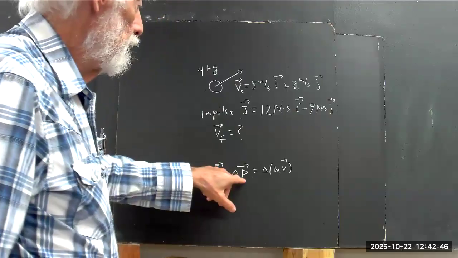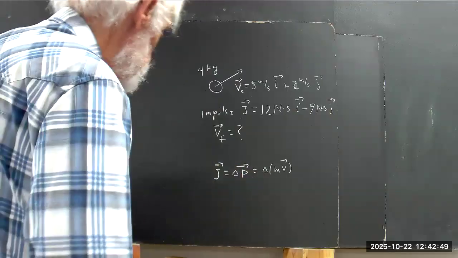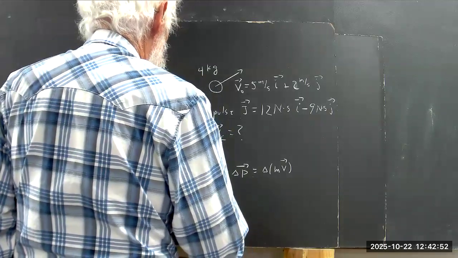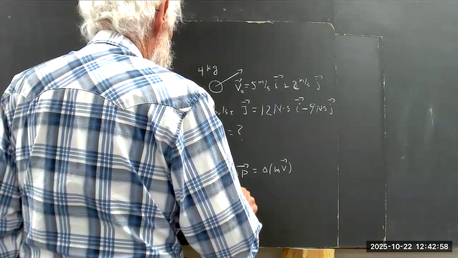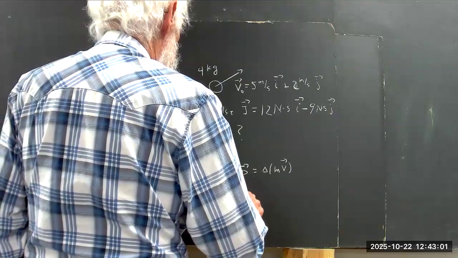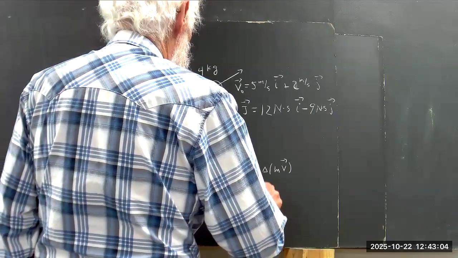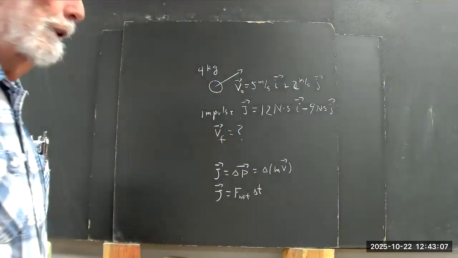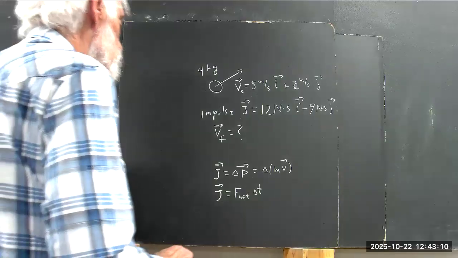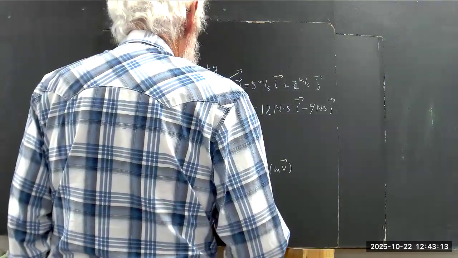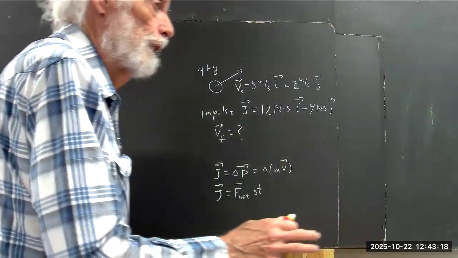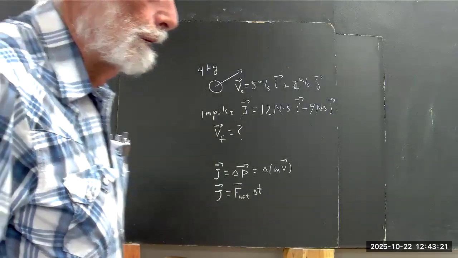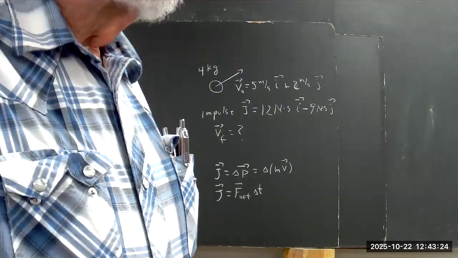What's VF? Well, J equals change in momentum. So J also equals F net Δt. There are a lot of ways you can break this down. A lot of you use mv and stuff like that. Factor it out in m, etc.